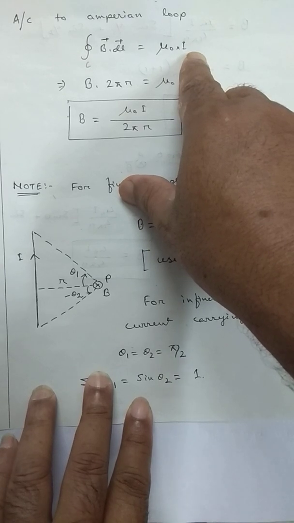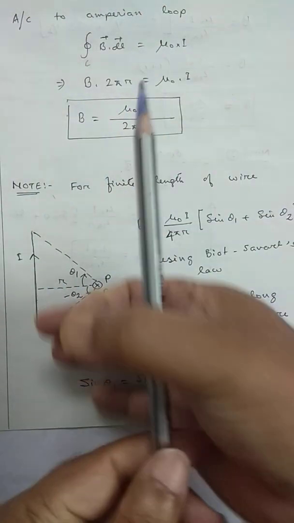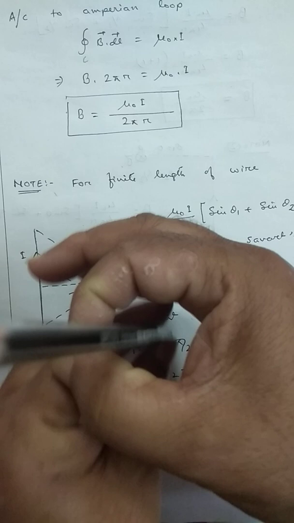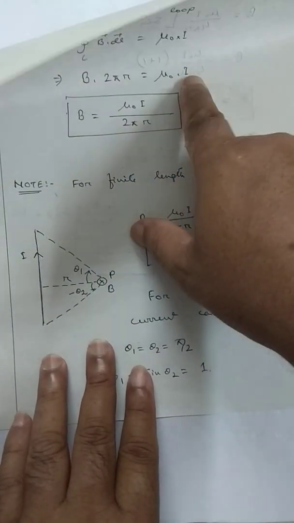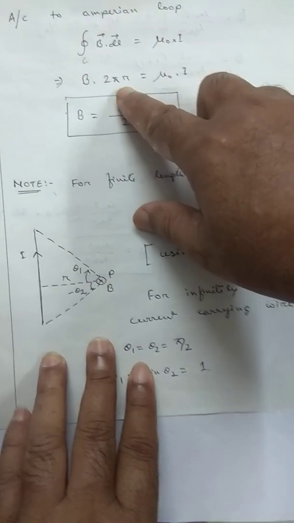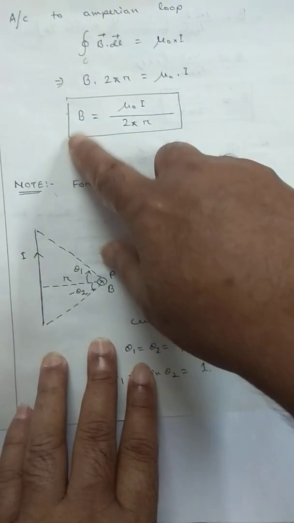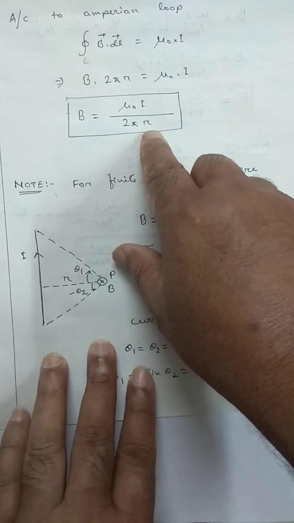What is I? The current inside the loop. So this is the wire, this is the loop. So what is the current inside the loop? The current passing through the wire, it is I. So B dot dl means B into twice pi r. So what we get? B is mu 0 I by twice pi r.